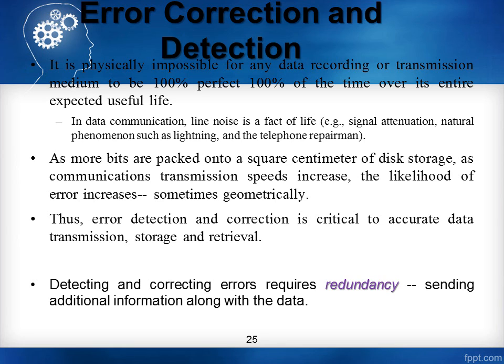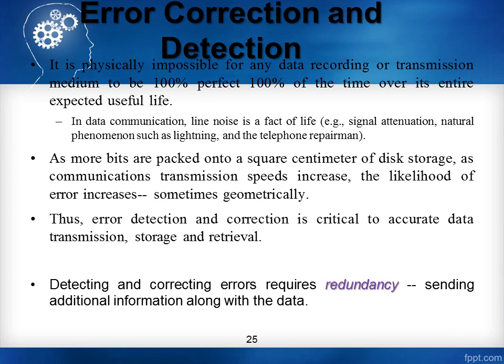Next, error detection and correction. It is physically impossible for any data recording or transmission medium to be 100% perfect. Over time, errors are expected. The reasons for errors occurring are possibilities like noise, lightning, telephone repairs, signal attenuation, and some natural causes.